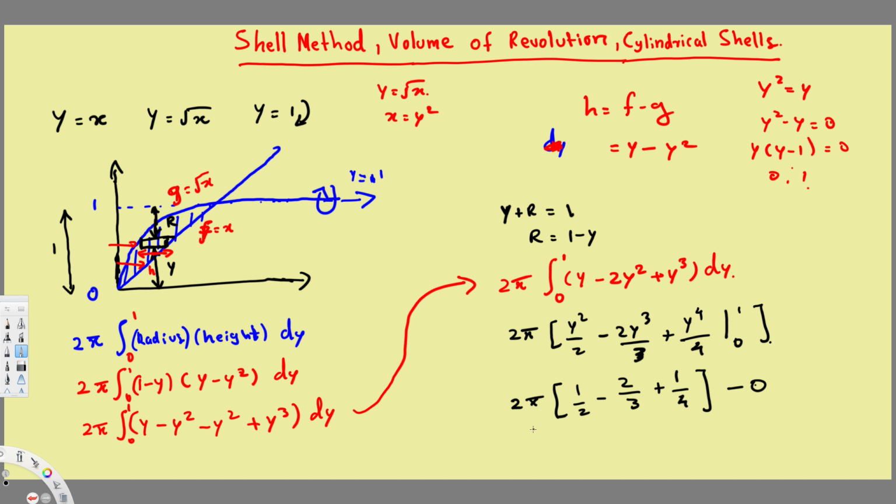Now we can take the common denominator, which is 12. So this is going to be 6, minus 8, plus 3, so it's 6 minus 8 plus 3, which is 1. So we get 1 over 12, and 2 pi times 1 over 12 is the same as pi over 6. Pi over 6 is the final answer.